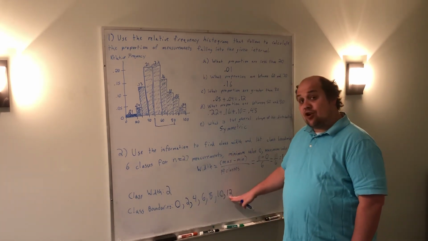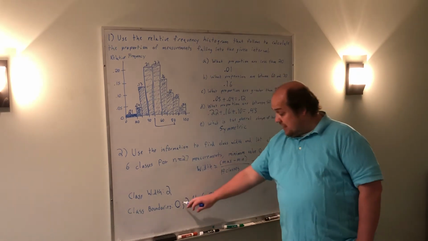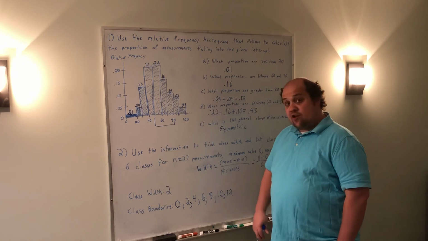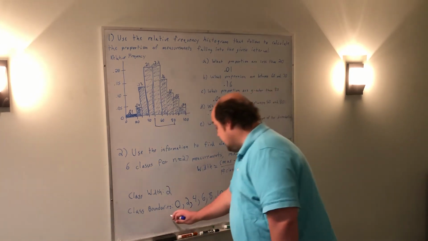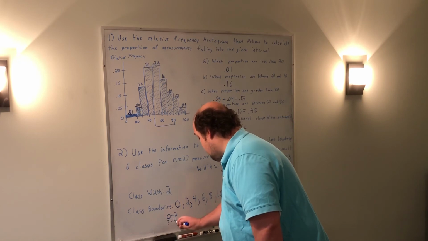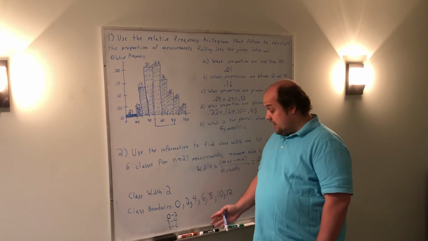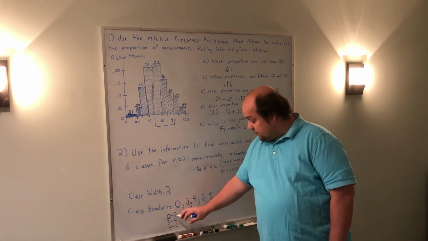Since 12 is larger than or equal to my largest data point, I can stop there and say these are the class boundaries. Really, if I wanted to write them as class limits, it would be 0 to 2, 3 to 4, 5 to 6, and so on. But when it asks for class boundaries, it's just asking for these endpoints.